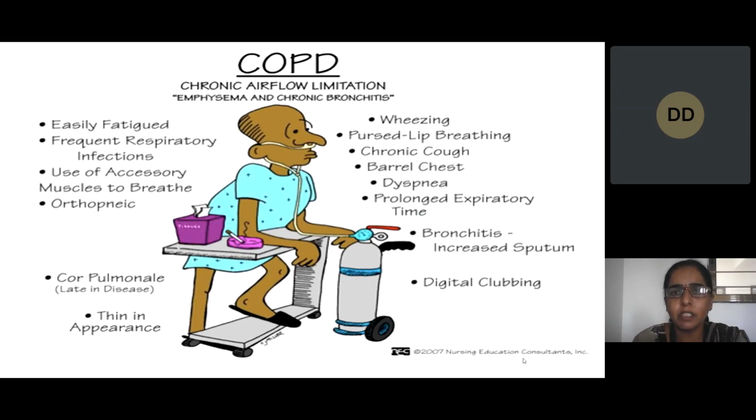Again, the symptoms of chronic bronchitis are wheezing, pursed-lip breathing, chronic cough, barrel chest, dyspnea, prolonged expiratory time, increased sputum, and digital clubbing. These are the symptoms of emphysema and chronic bronchitis.